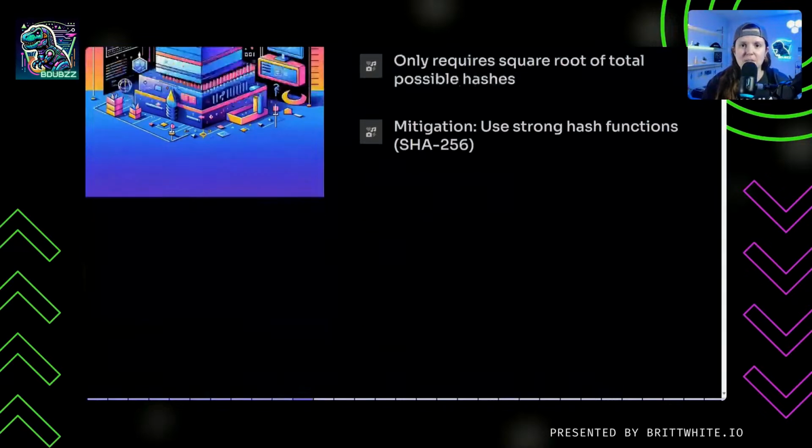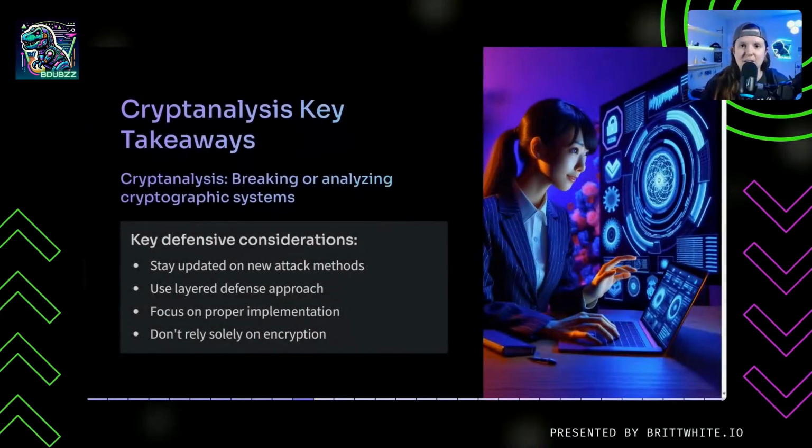Now let's wrap this up. Cryptanalysis is the study of breaking or analyzing cryptographic systems and security measures. Understanding how attackers approach cryptanalysis is crucial for building effective defenses. Cryptographic systems can become vulnerable over time as new attack methods are discovered, so staying up to date on the latest developments is key here. Relying solely on encryption is just not enough. A layered defense in-depth approach is required for robust security. And remember, even the strongest cryptographic algorithms can fail if they're not implemented properly. Careful attention to implementation details is incredibly essential.